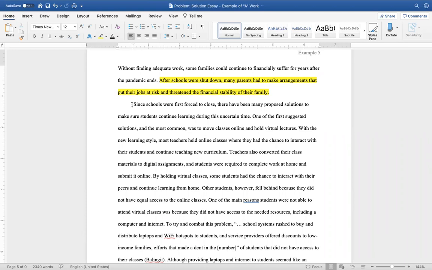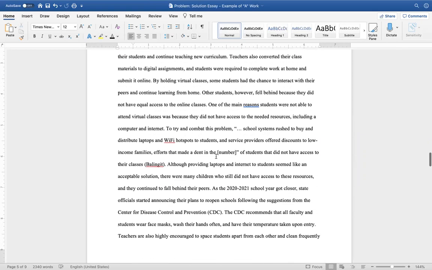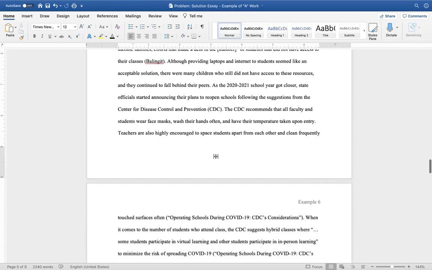And one of the great things that you can do in a problem solution essay is addressing a solution that's already noted. For this particular student, they talked about how the proposed solution was A, to go virtual, and then B, to go hybrid. And one of the things that the student does really well is she talked about how this did not work.